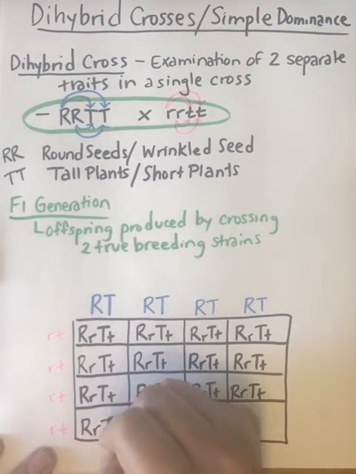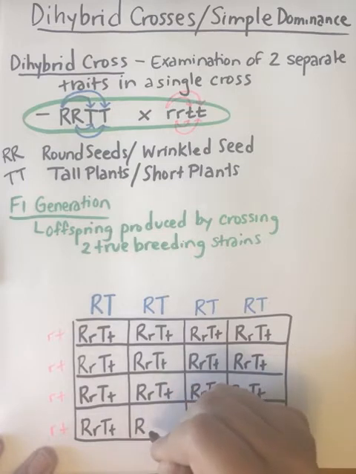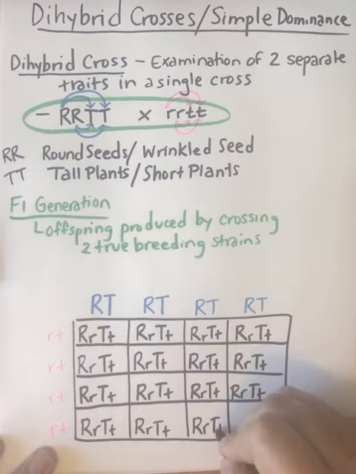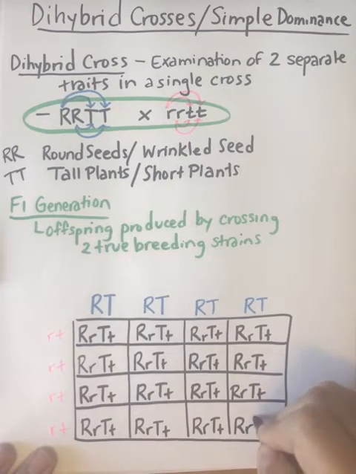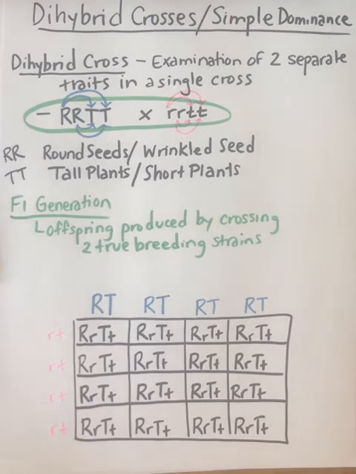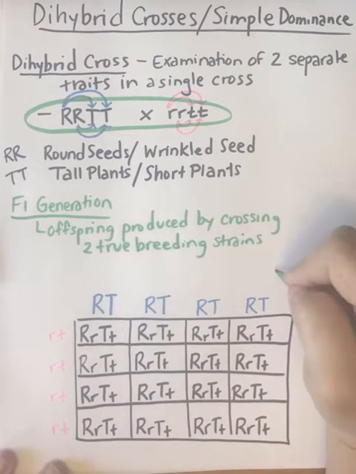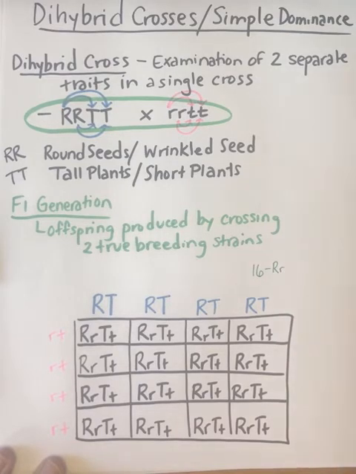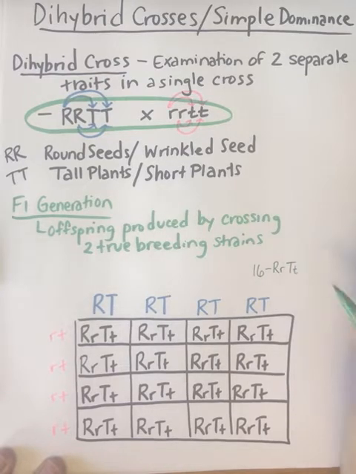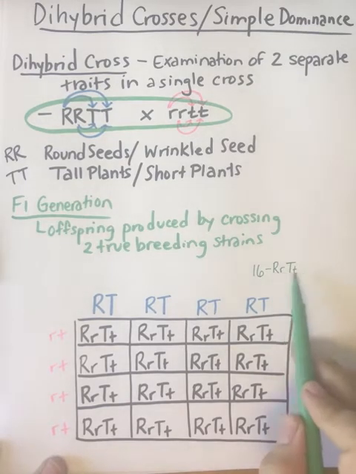Since this is the F1 generation, we can say that all of the offspring have the same genotype and the same phenotype. So you need to know the words genotype and phenotype. So in your F1 generation, you had 16. Big R, little r means heterozygous. So they're heterozygous round and heterozygous tall plants because this is simple dominance. It is round and tall.